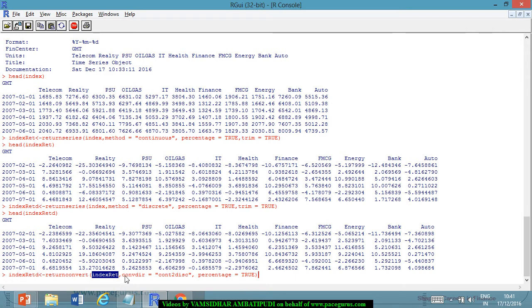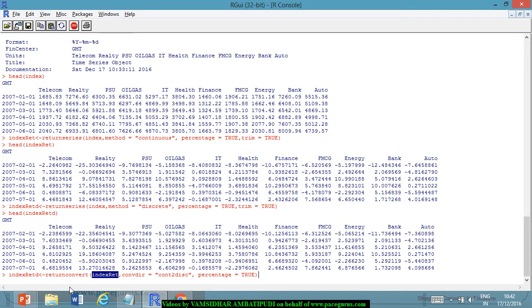Then I am using a parameter called convdir, so conversion direction kind of stuff. I am specifying continuous to discrete. So I am giving continuous as an input, and I want that continuous to be converted to discrete. If I am giving discrete as input, I'll say here disc to cont. In that way I'll convert the discrete into a continuous, and percentage equal to true.